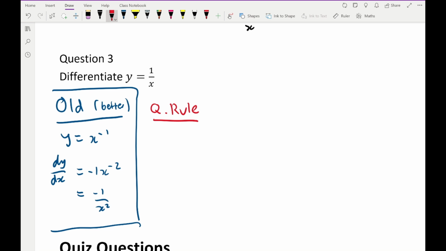And quite often the mistake that students will make with the quotient rule is sometimes they use it when they don't need to. So if you can see something simple like this, you can often do it with index laws like we've done back there. But anyway, let's just try the quotient rule and see what happens.